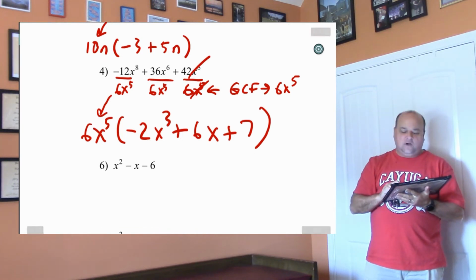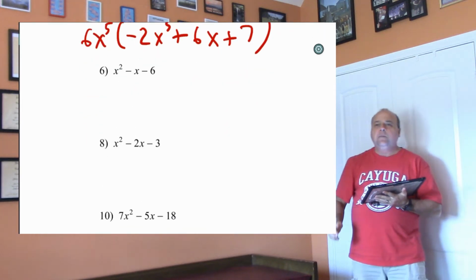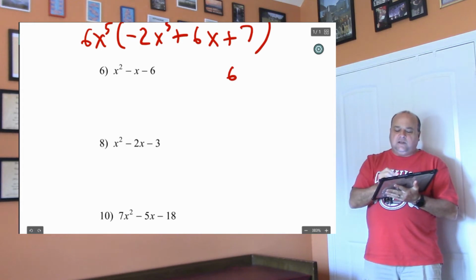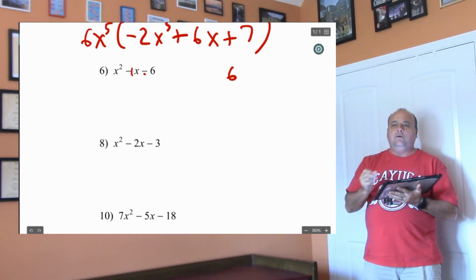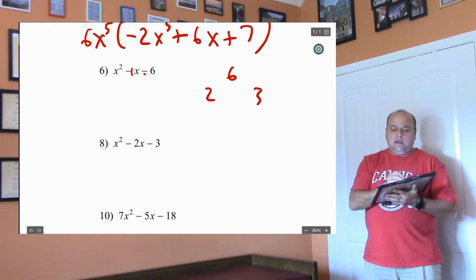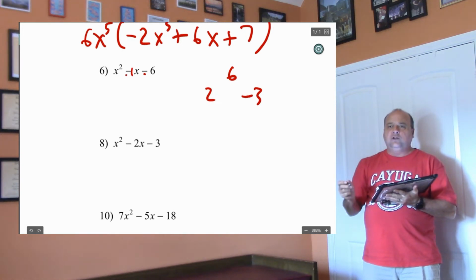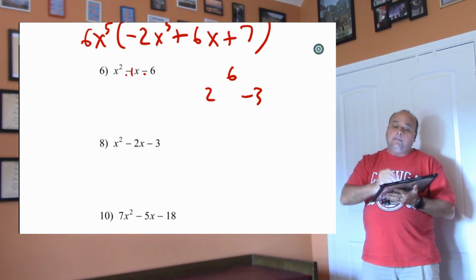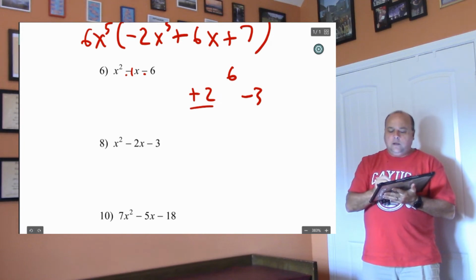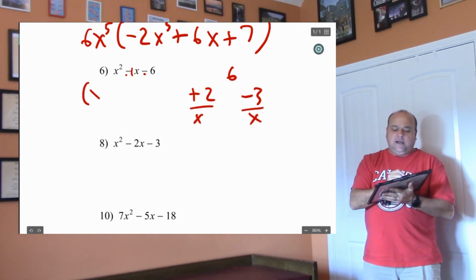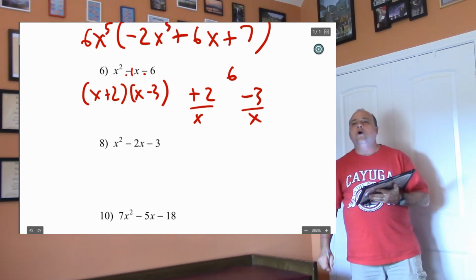F-U-N, fun, fun, fun. Let's go to number 6. We want the factors of 6 that subtract and give me 1, right? That's going to be 2 and 3. The 1's negative, so that goes to the biggest term. Negative 3 plus 2 is a negative 1. Put x's on the bottom. That's your parentheses. X plus 2, x minus 3.